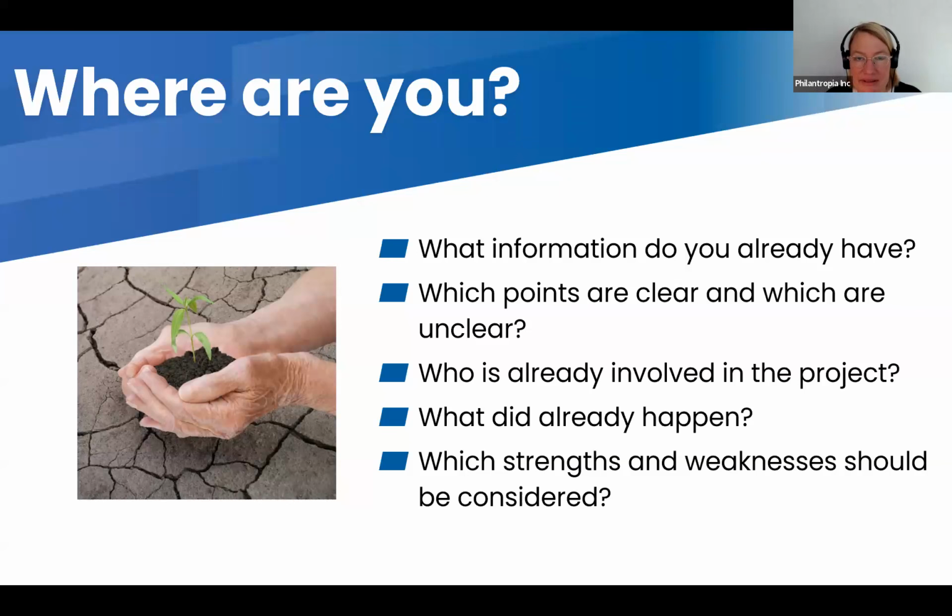Consider anything that already happened. Maybe it's a follow-up project, or maybe somebody else tried something. Why did that not work? What already happened in the past, and which strengths and weaknesses should be considered? Strengths of your potential approach, or weaknesses, or maybe there's a danger of political change. Just think of all the background that is going to inform the way your project can be implemented. Try to make a list and get a good overview of all the factors that can influence your planned project.